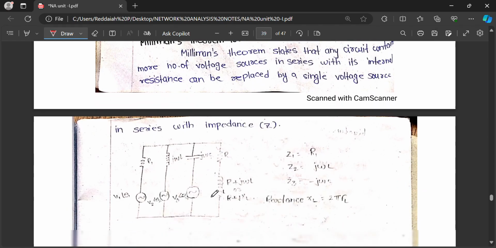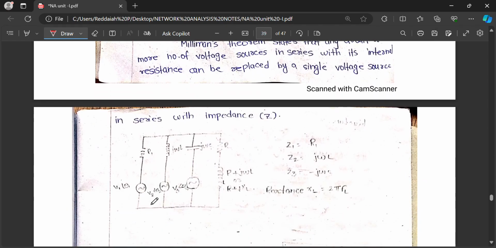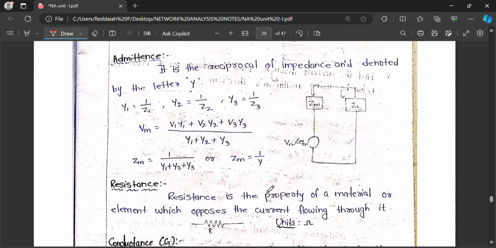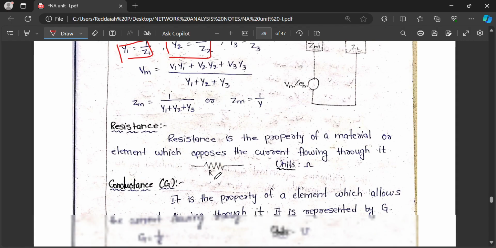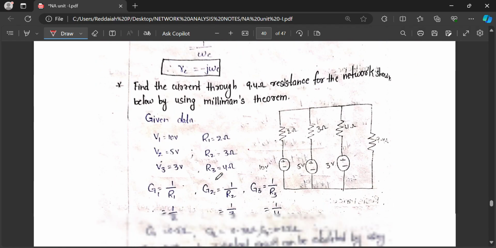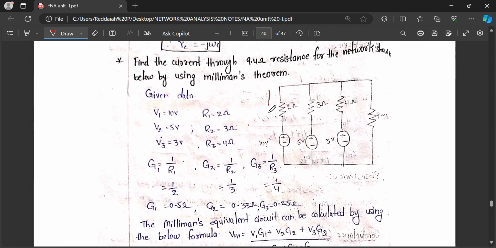The conductance G is a property measured in mho or Siemens. Millman's theorem for AC circuits: if it is an AC circuit, voltage angles will be given. You can see that admittance we have to calculate for Millman's theorem. Y1 equal to 1 by Z1, 1 by Z2, 1 by Z3. VM, ZM formulas are these.